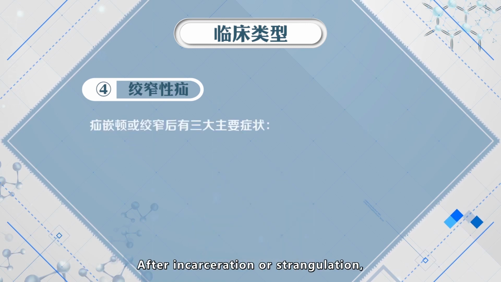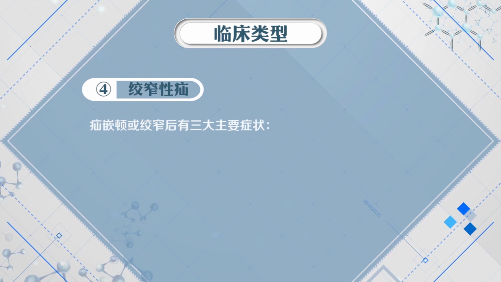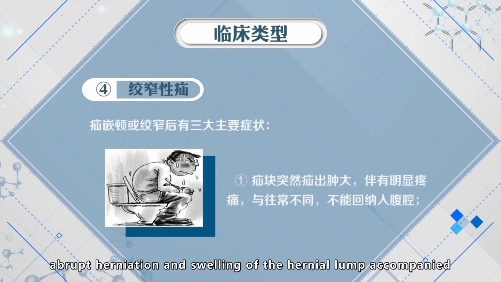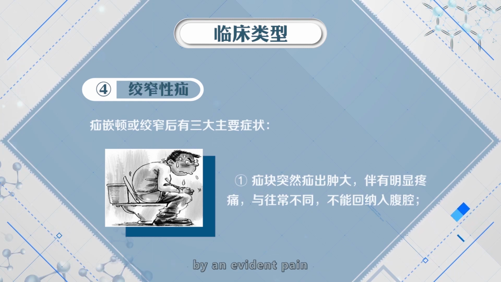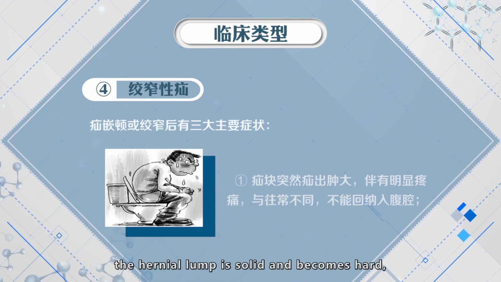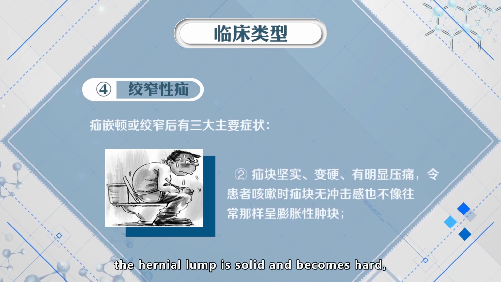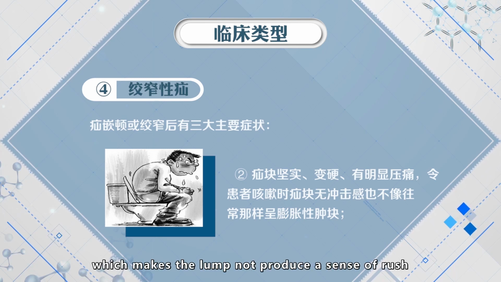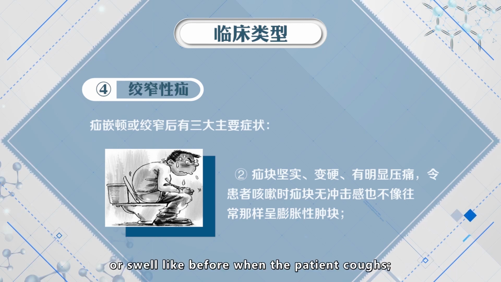After incarceration or strangulation, a hernia would have three major symptoms. First, abrupt herniation and swelling of the hernia lump, accompanied by evident pain and inability to reduce back into the abdominal cavity. The hernia lump is solid and becomes hard, and the tenderness is apparent, so the lump does not produce a sense of rush or swell like before when the patient coughs.